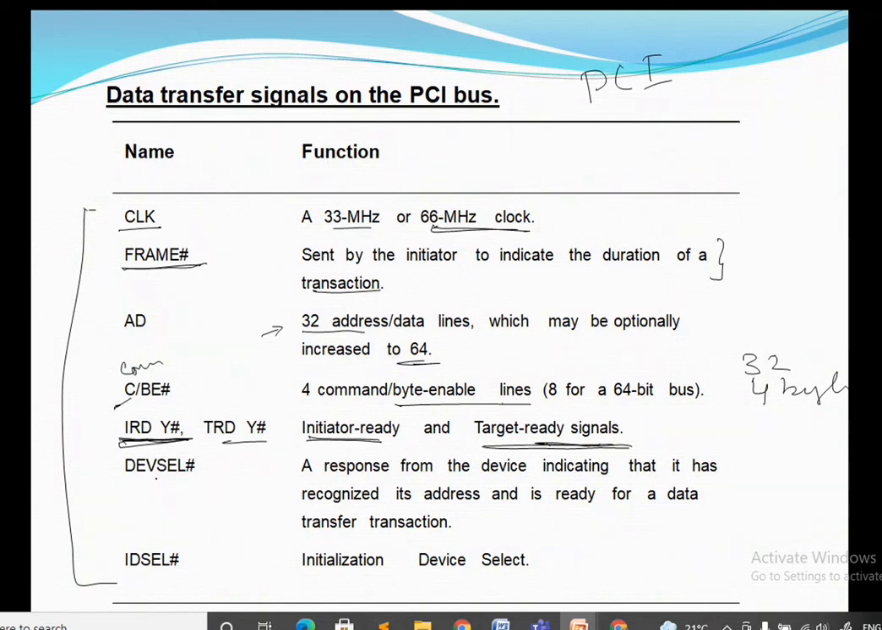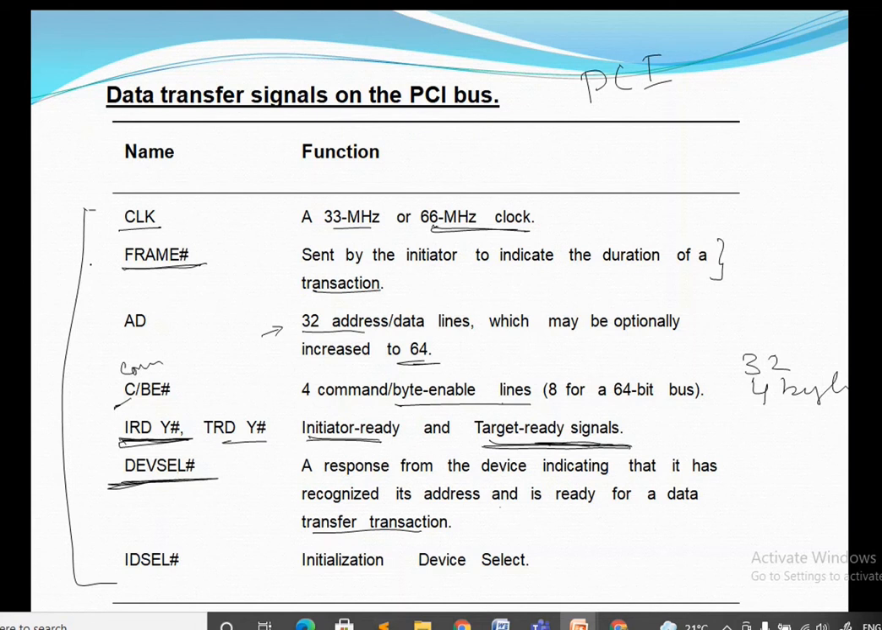Then we have another signal called DEVSEL, that is device select, a response from the device indicating that it has recognized its address and is ready for data transfer. Before sending the target ready signal, as soon as the address is placed by the initiator, if it matches any device, that particular device is going to send this signal.